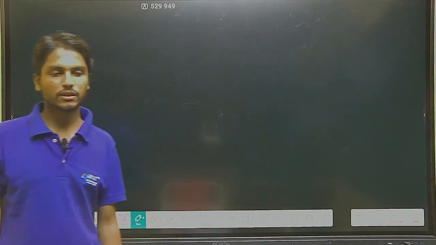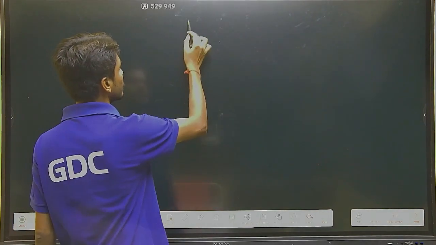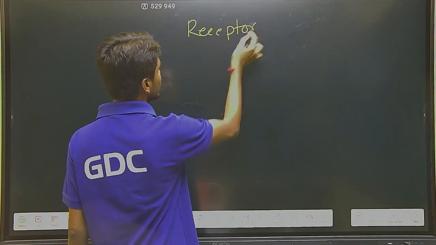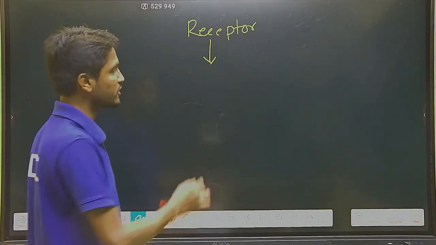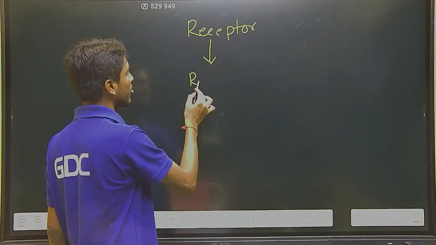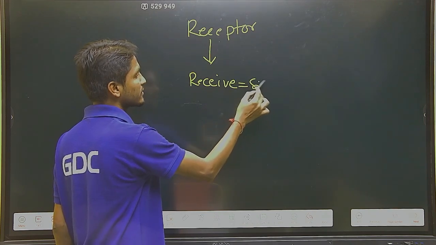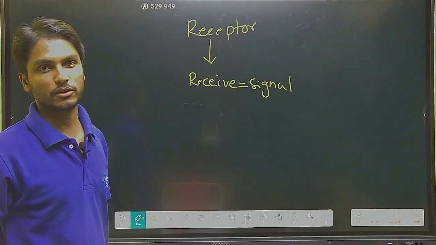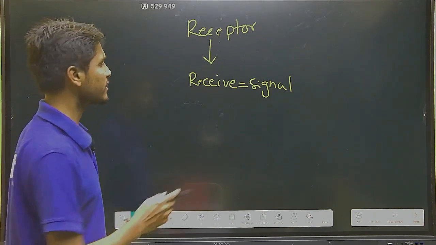Hi dear students, now we are going to discuss the concept of receptor. Receptor is nothing but a protein substance which can receive signals. Hence we call it a receptor. These are protein substances which can receive signals.